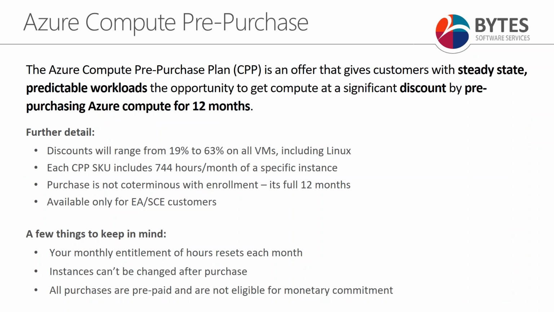The Azure Compute Pre-Purchase Plan offers you discounts of up to 63% off the standard prices on Azure. This is for an upfront pre-purchase of 12 months for a particular instance. So you'd have to commit to Microsoft for 12 months based on the instance family, the size, the region, and the operating system. So if you've got steady state or predictable workloads which are always on, then the CPP or Compute Pre-Purchase program is obviously something to look at.